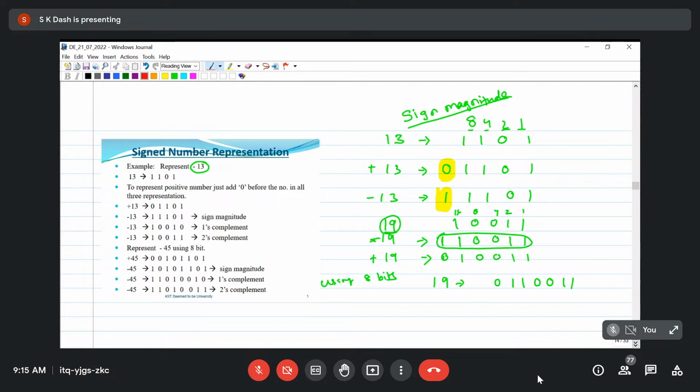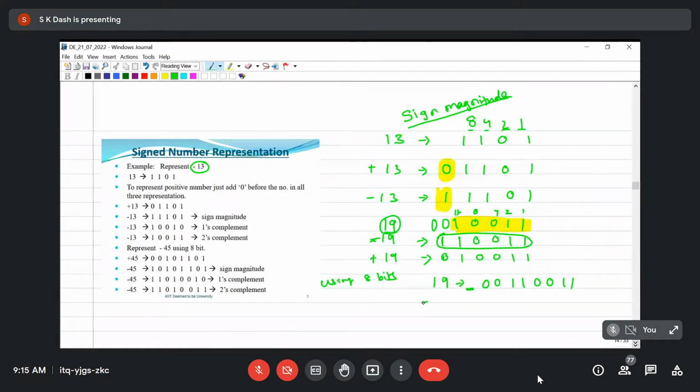So basically check this one. I have these 5 bits. So before that I need to add 2 zeros, so it will become 7 bits. Sign is represented by the most significant bit. So the most significant bit will be added here, which will show us the sign.